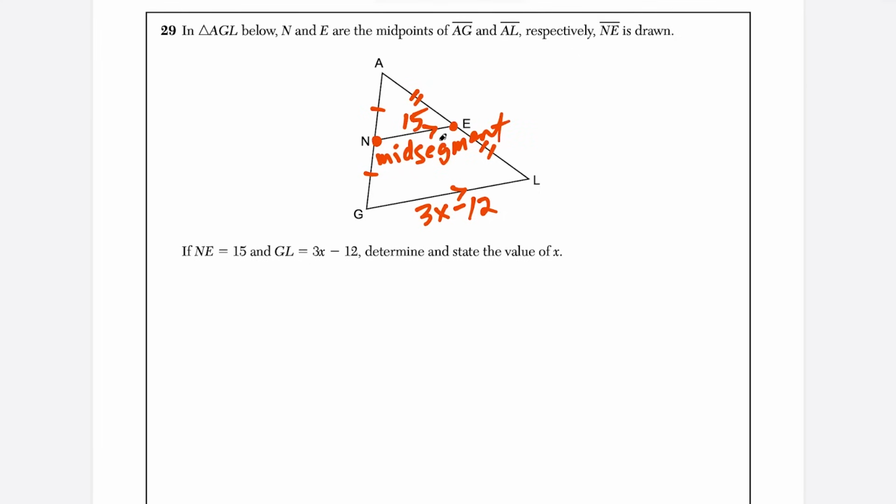side and they are half as long. So when we connect two midpoints of two sides of a triangle, the midsegment, we call it, is parallel to the third side and half as long. So that allows us to set up the equation. I'm just going to write this a little bit neater.